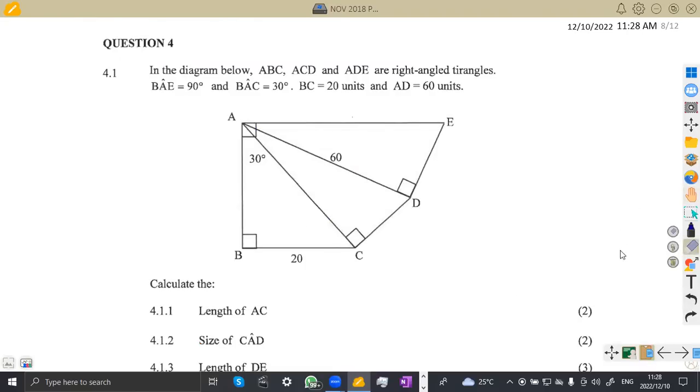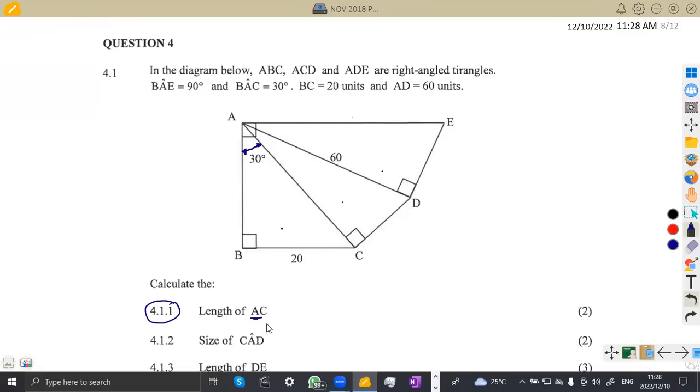On question number 4, we are now given, I just need to remove some of the things. On question 4, we are given that in the diagram below, ABC, ACD, ADE are right-angled triangles. So there's a right-angled triangle here, a right-angled triangle, a right-angled triangle there. BAE is 90 degrees, BAC is 30 degrees. So this is BAC here, which is the 30 degrees. Then we are given BC 20 units and AD is 60 units. Question 4.11: calculate the length of AC.